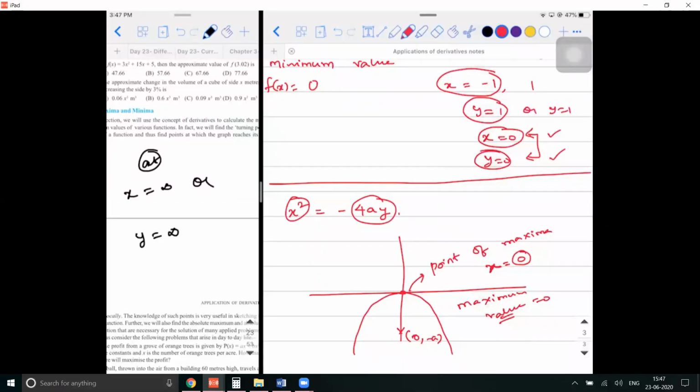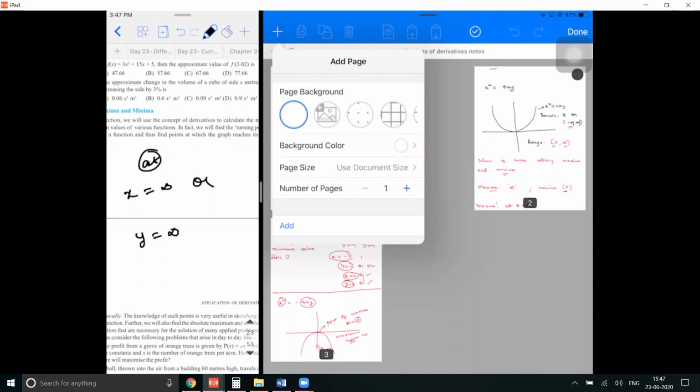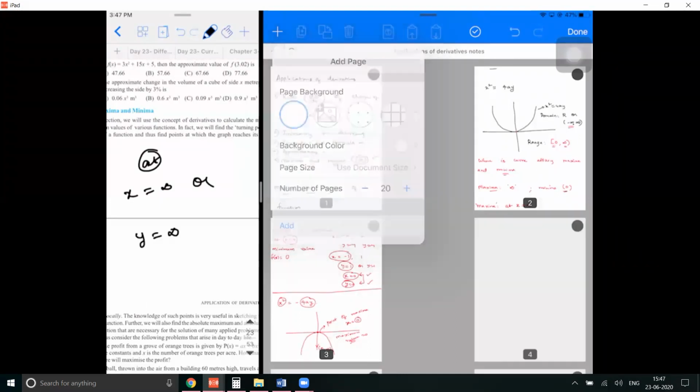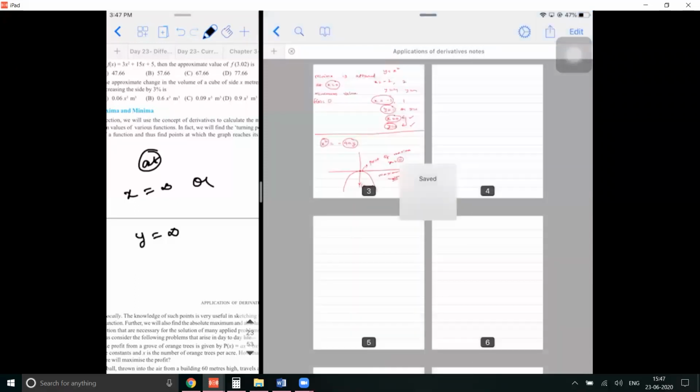Right. Now, keeping these concepts in mind, we are going to use the concept of differentiation to analyze how to find the maxima and minima using the derivatives. Because that is the objective of this chapter, applications of derivatives, right? So you need to apply it. How we are going to apply it is what we are going to see.